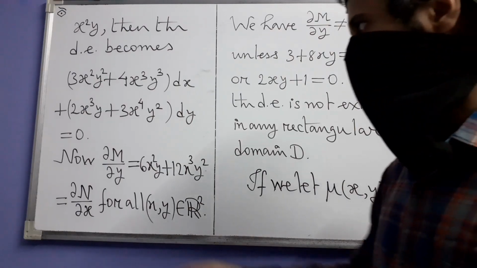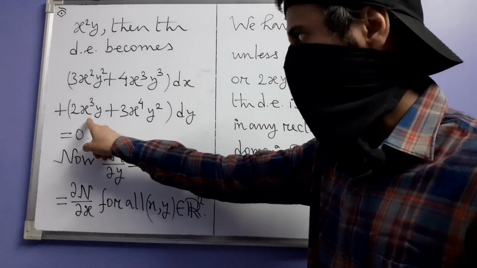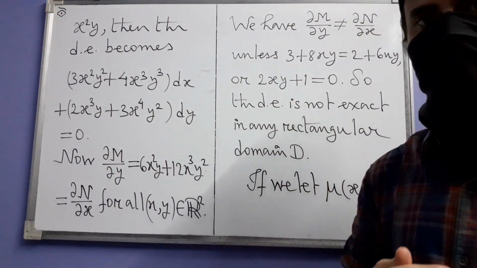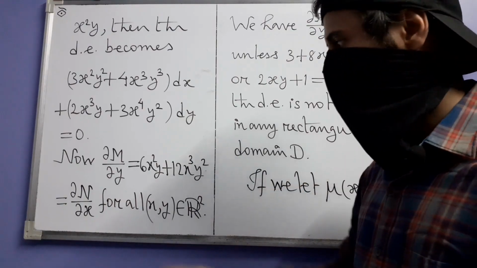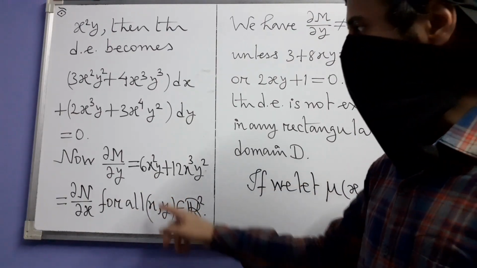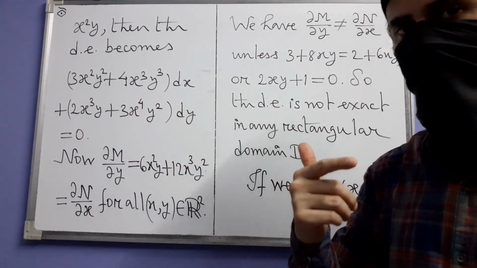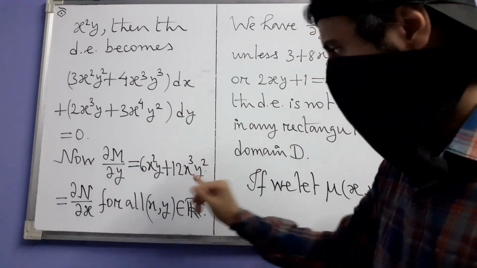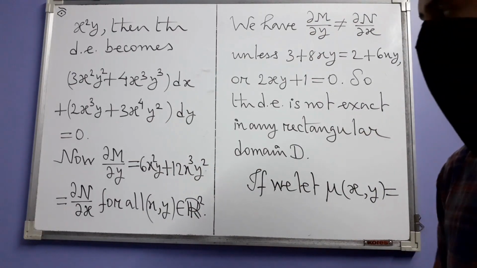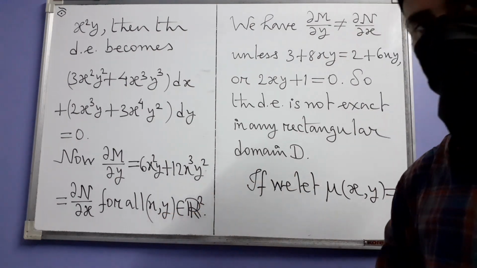On the other hand, if you differentiate this partially with respect to x, then x cube will give you 3x square. That 3 and this 2 will give you 6. So 6x square y again we are getting. And this one here, x to the power 4 will give you 4x cube. 4 times 3 is 12, x cube y square. So yes, this time we are having equality for all points in the plane.